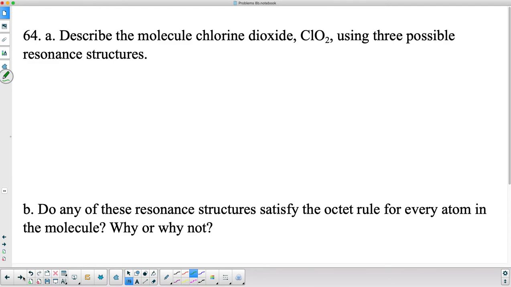Describe the molecule chlorine dioxide using 3 possible resonance structures. Well, this is ClO2, which means I have 1 Cl and 2 oxygens. This is going to get a little bit messy because I have 7, 6, and 6, which means 13 and 6 is 19 electrons. We have an odd number of electrons. That's not stable.